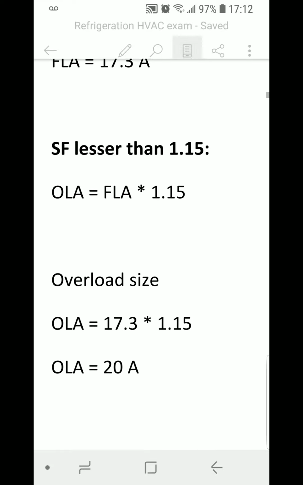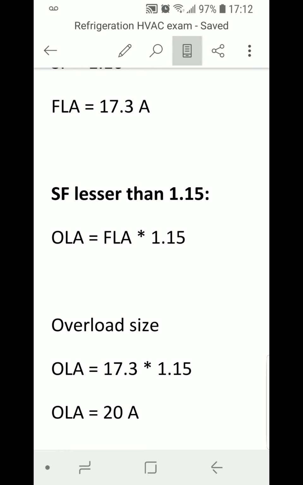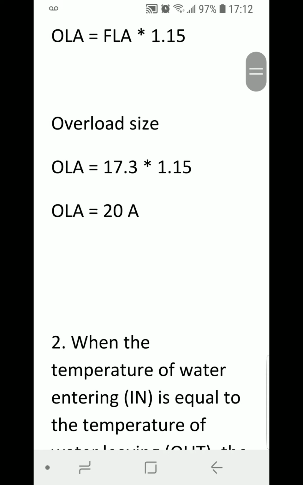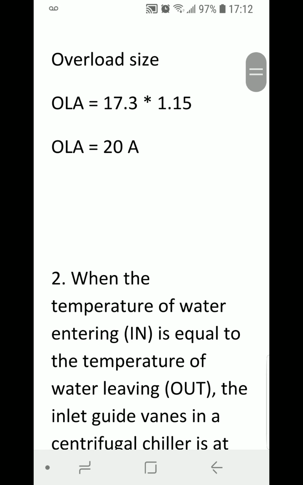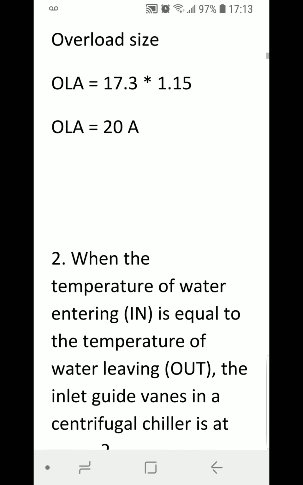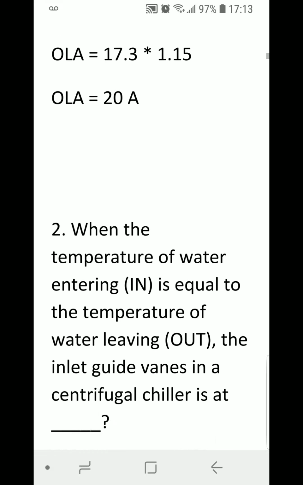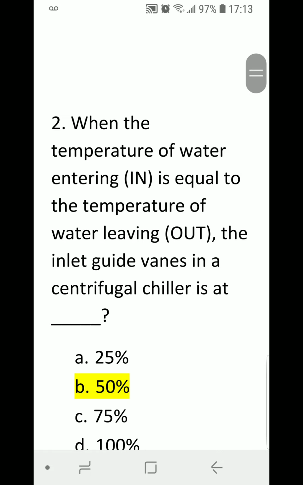So the given full load amps is 17.3. We substitute in the equation. Overload amps is equal to 17.3 times 1.15, and we got OLA as 20 amps, and that's the size of the overload protection device. Okay, so 3 examples covering 3 scenarios: equal, greater, and lesser than 1.15 service factor.